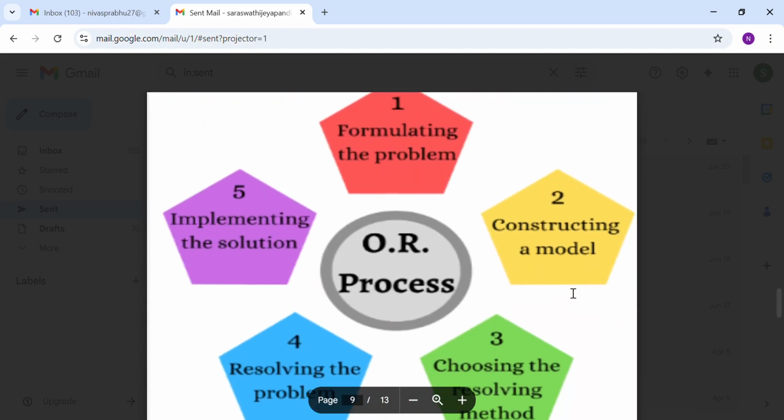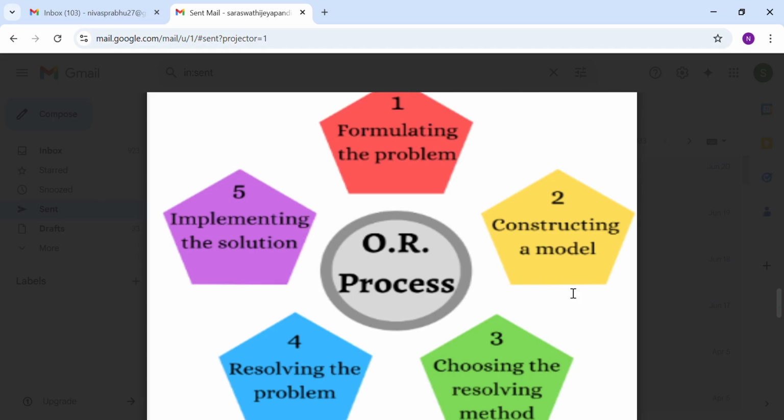Next is the process of the OR method. Totally it consists of 5 important steps. The first step is we carefully formulate the problem. Once the problem is formulated, we choose the correct model.